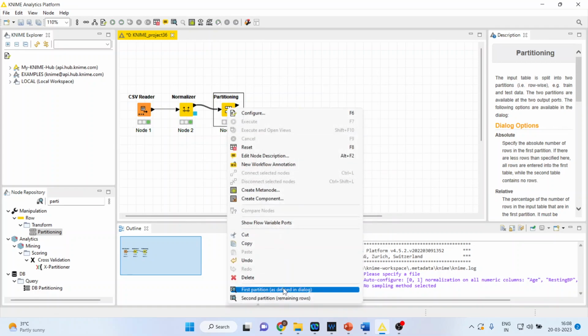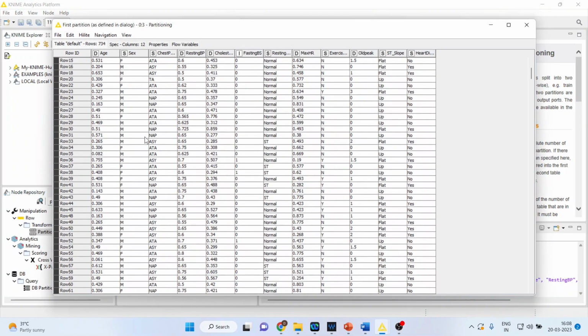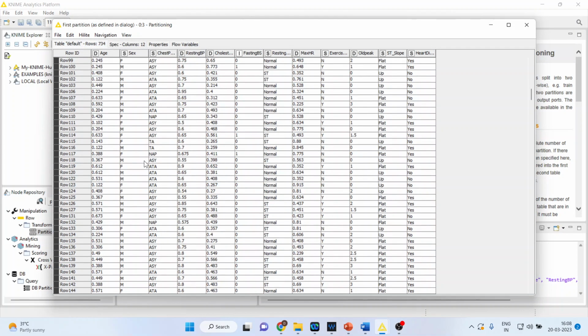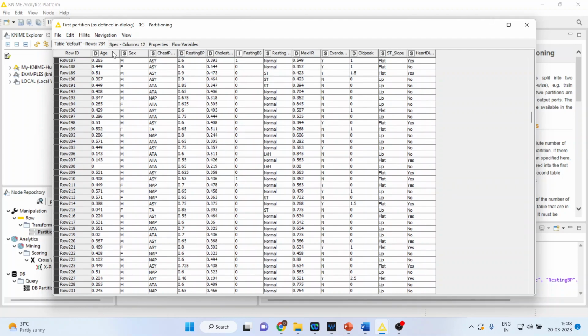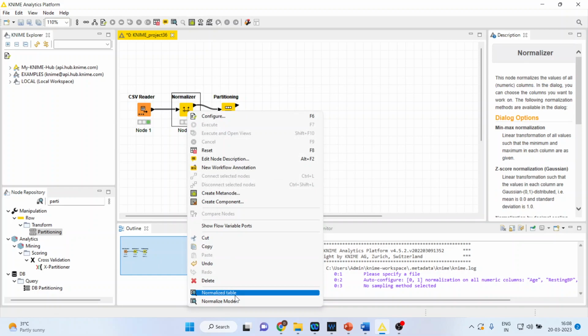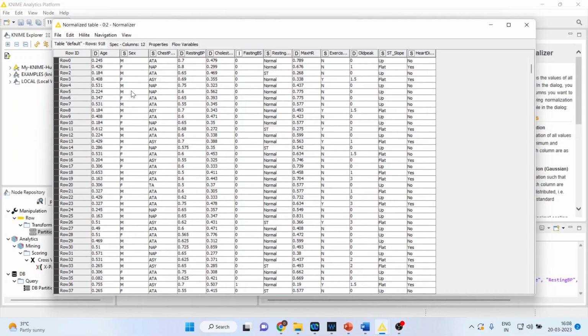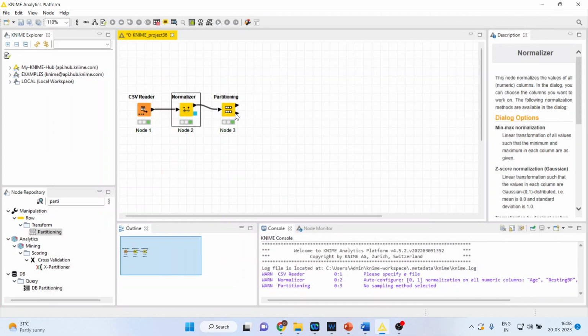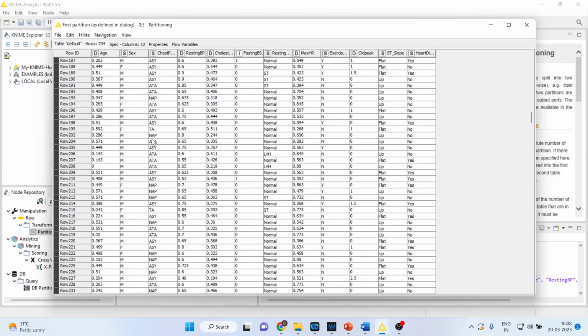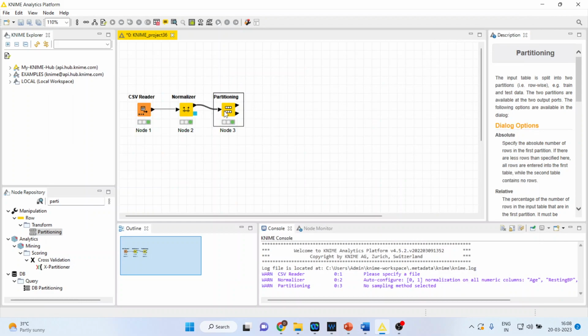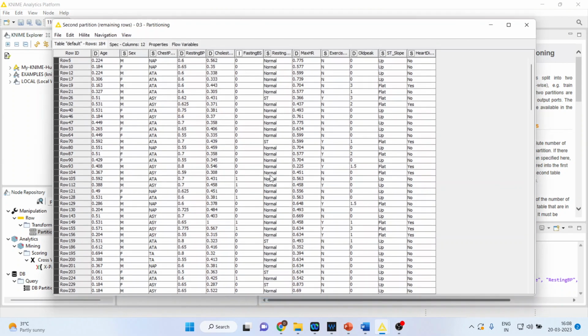Again, right click on it and you will be able to see the first partition in which 80% data is used for training data. This is 80%, 734. The total dataset is, let me show you the total dataset. It is 980. If you take 80% of it, it will generate the first table, first partition, which is used for the training dataset. Now, right click on it and see the second partition where the 20% dataset is there.